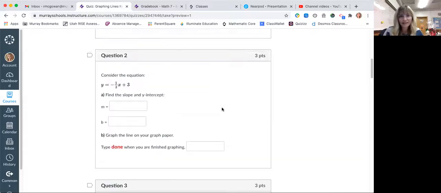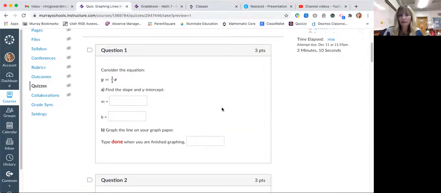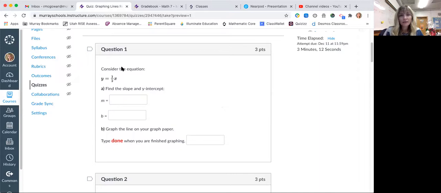All right, guys, here is what our Canvas quiz looks like today. It says right here, consider the equation y equals 1/2 x. And it also said in the instructions that you need graph paper. So before I show you what we're typing in here and what we're doing, you need to write a lot of stuff on graph paper.